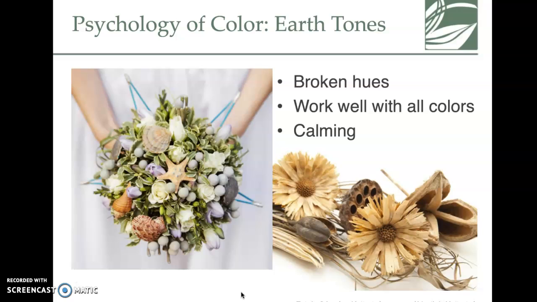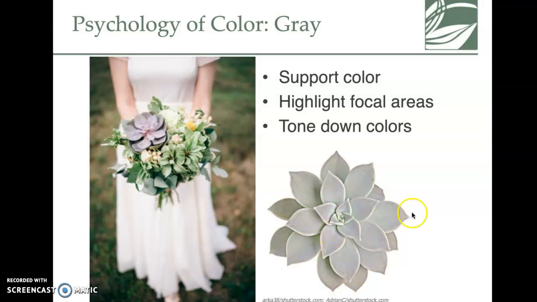And then there's the earth tones. Earth tones people think of as calming. They do typically work well with all colors. They tend to have some broken hues. Just like if you think of a plant decaying, it's going to happen at different stages. So some of these things when they dry have different brown tones in them. And this is gray. So you might think, well, it's kind of green. It's kind of a greenish gray.